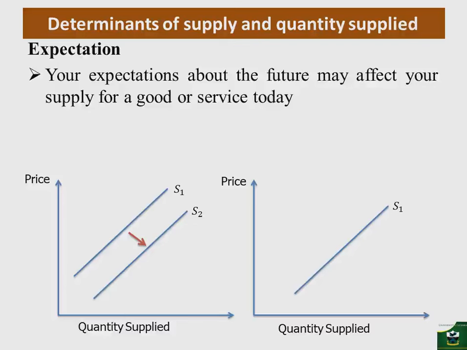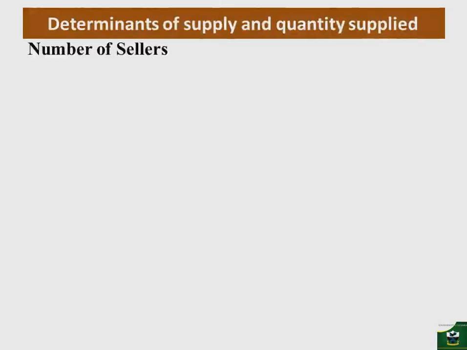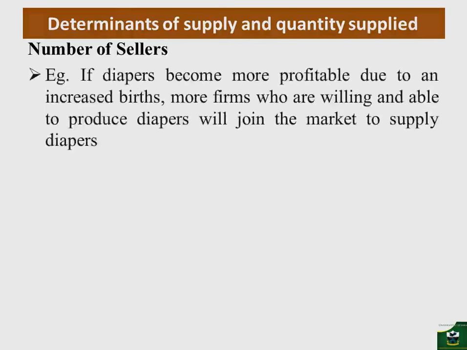The other determinant is the number of sellers in the market. If there is an increase in the number of sellers on the market, it means we will have a lot of quantities produced for a given item, and therefore supply will increase. For example, if diapers become more profitable due to an increased demand, more firms who are willing and able to produce diapers will join the market to supply the diapers. As such, the supply for diapers will increase, and therefore the supply curve will shift down and to the right.